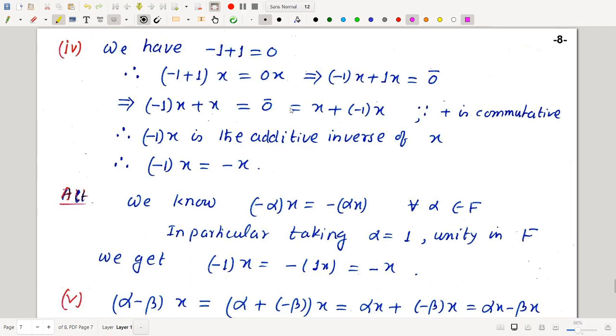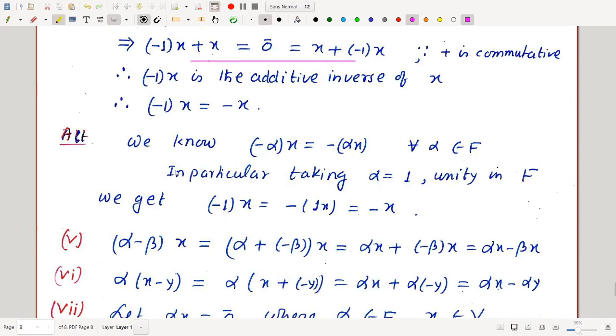So minus 1x plus x is 0 bar, and by the commutative property of addition we can write x plus minus 1 into x. If this happens, where the sum of two elements is the 0 element, then each is the additive inverse of the other. So minus 1x is the additive inverse of x, therefore minus 1x is minus x.